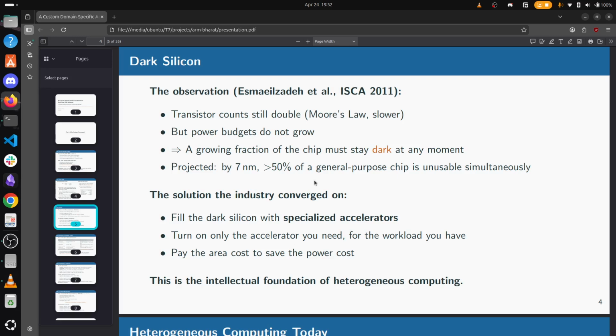So this is called heterogeneous computing, which means on the same chip we have multiple different functionalities. One will be a general purpose CPU, one will be a video processing unit, one can be an AI processing unit, etc. So this is why we are moving towards heterogeneous computing.